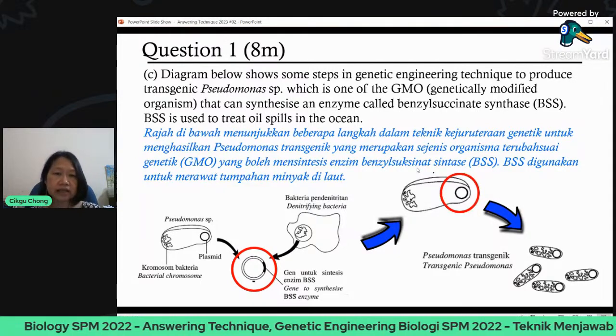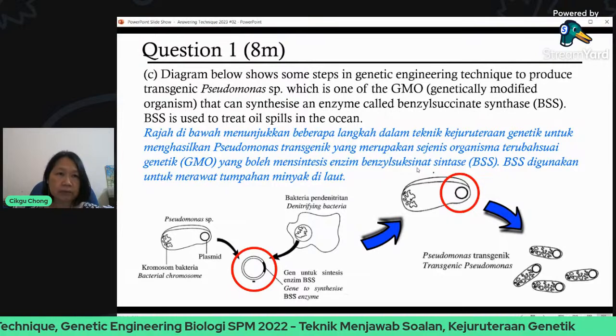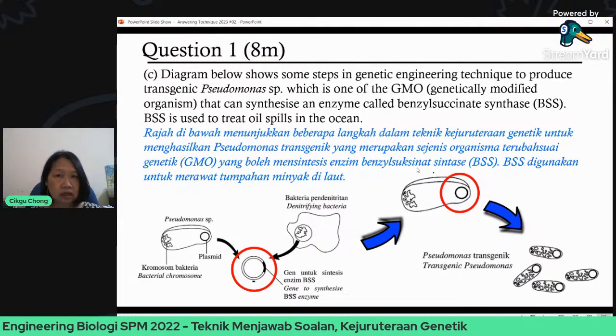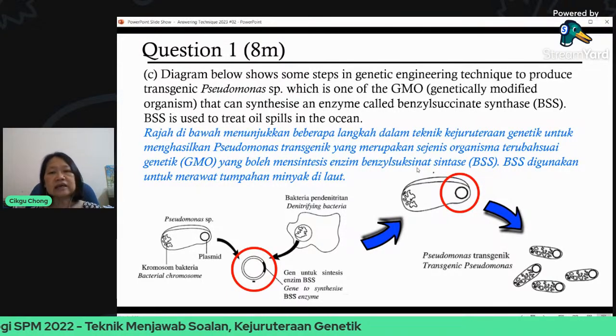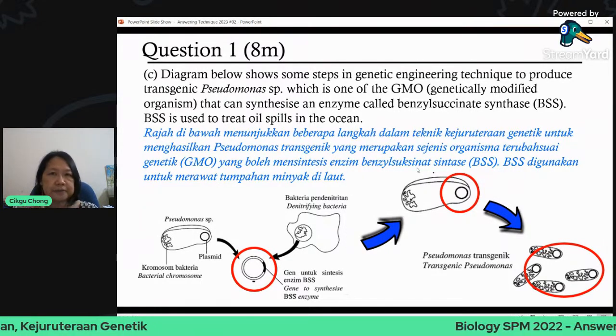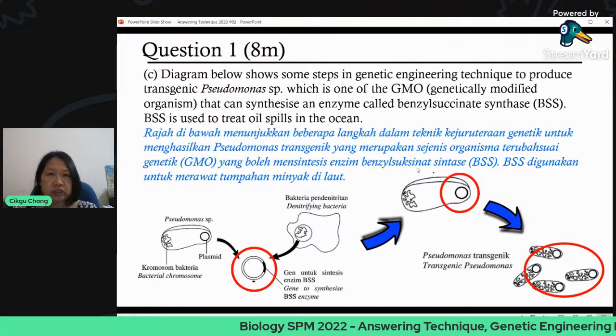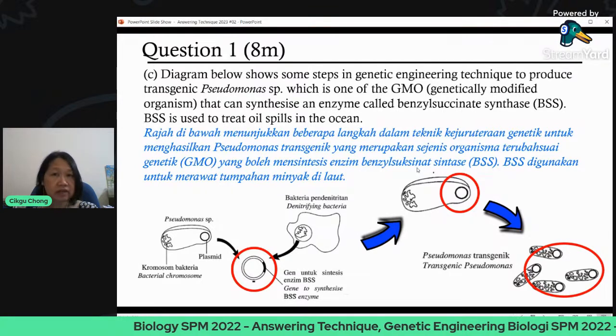Jadi, apakah tekniknya? The question is 8 marks. Okay, soalan ni 8 markah. Jadi, apa yang anda perlu tulis untuk menghuraikan? Jadi, sebenarnya, anda dapat lihat the steps are already more or less inside here. So, di manakah anda dapat jawapan? Anda pernah belajar ini. You have learned this before.